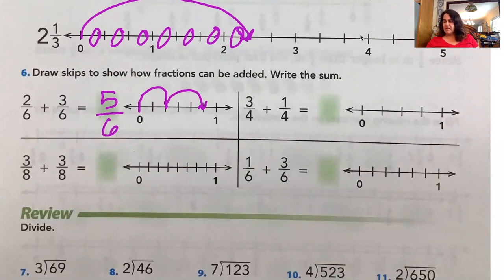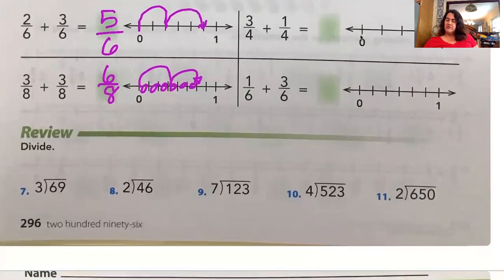Let's do the next one. I have 3/8, so I have 1, 2, 3, plus 3/8, 1, 2, 3. So let's go ahead and jump those. Ready? 1, 2, 3, plus 1, 2, 3 gives us what? Emma. 6 out of 8, or 6/8, right? I'm going to let you guys do the other two in this section as best you can.